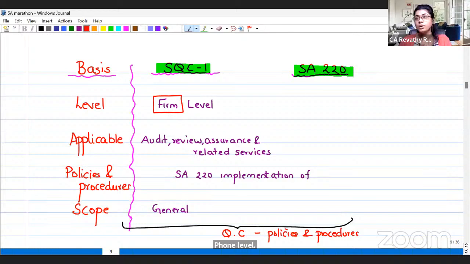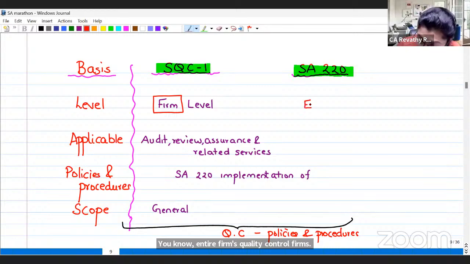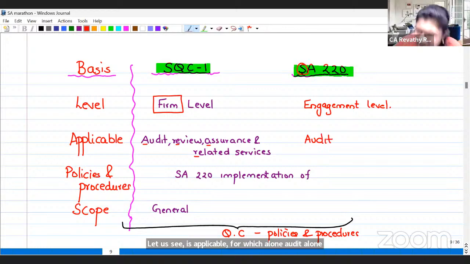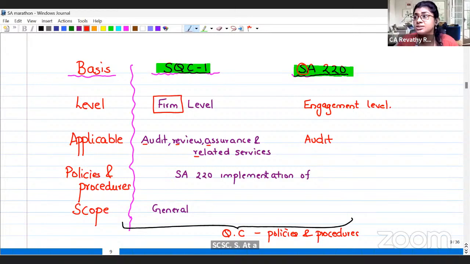You know, SQC1 is the entire firm's quality control, for CA firms. Whereas SA 220 is engagement level, specific. You know SQC1's name? Quality control for firms that provide audit, review of historical financial information, assurance and other related service engagements. Meaning SQC is applicable for audit, review, assurance and related services. Whereas SA is applicable for audit alone. At our last MTP discussion, we discussed this, you remember?